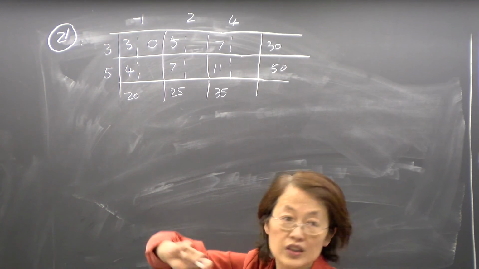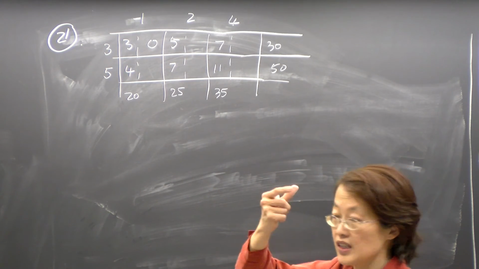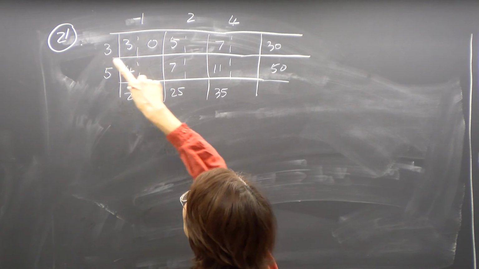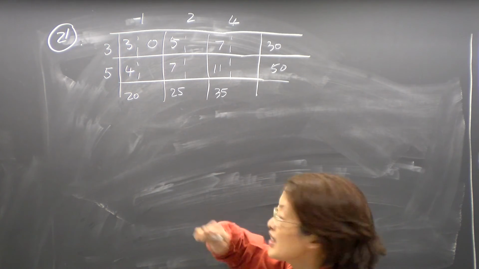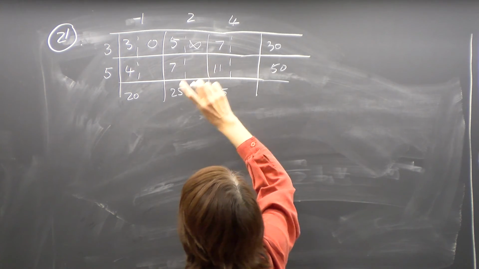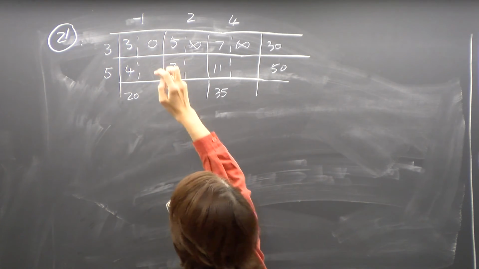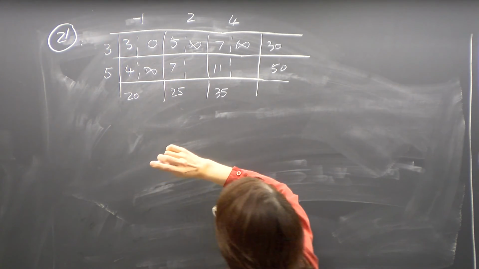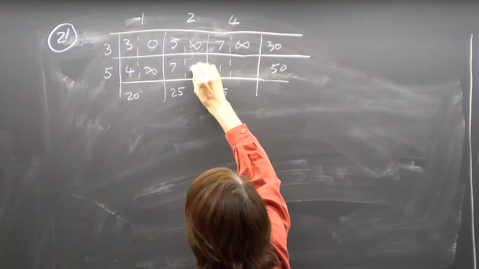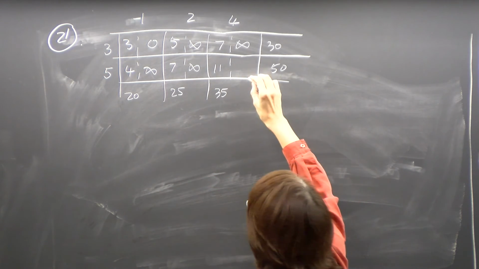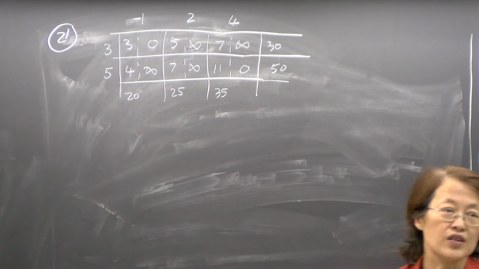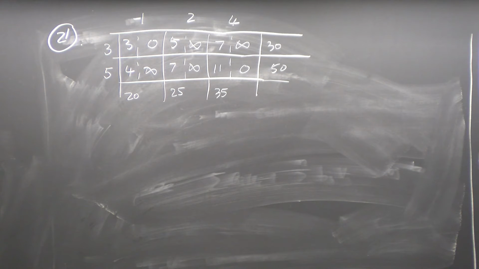You only put infinity if they equal each other, if these two numbers add up, equal that. That gives you infinity. 3 plus 4, 7, infinity. 5 minus 1 is 4, infinity. 5 plus 2, 7, infinity. 5 plus 4 is not 0. Is it okay? Do you know how to fill in this infinity and 0?